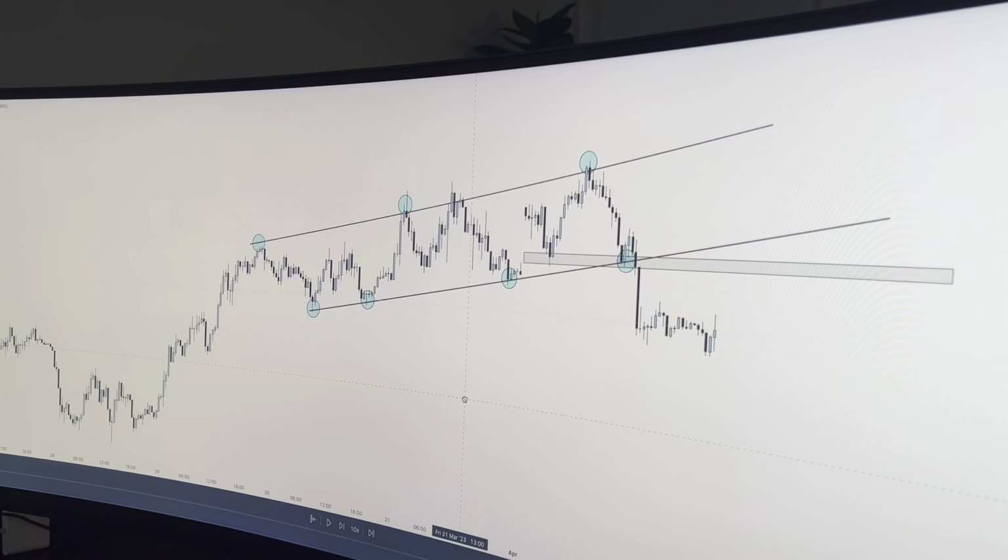So where is the most probable place for price to pull back to? Because we don't really know. Could it pull back to here? Could it pull back to here? Could it pull all the way back up to this double top? Could it just pull back to where we are currently now and then move down?